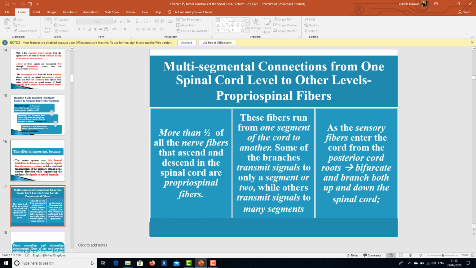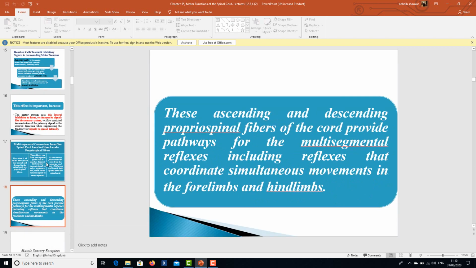The sensory fibers enter the cord from the posterior cord roots, bifurcate and branch both up and down the spinal cord. These ascending and descending propriospinal fibers of the cord provide pathways for the multi-segmental reflexes, including reflexes that coordinate simultaneous movements in the forelimbs and hind limbs.